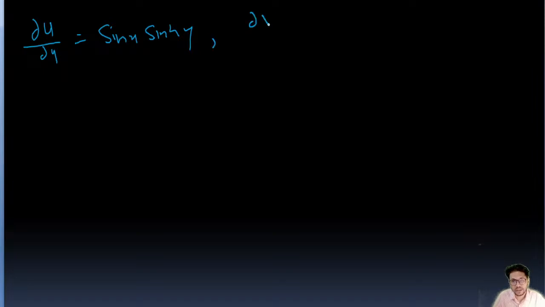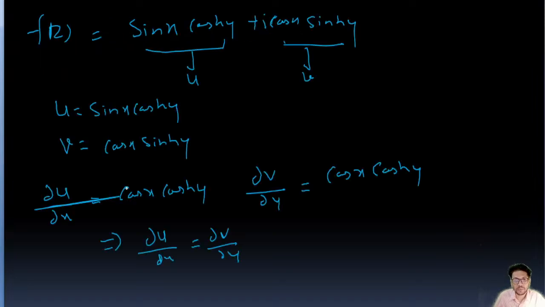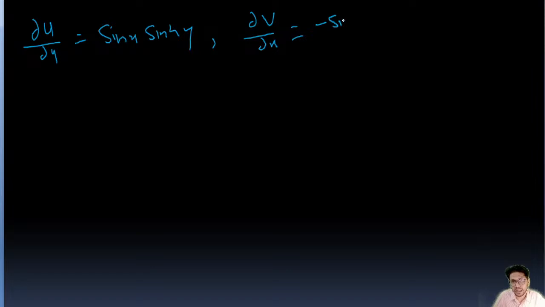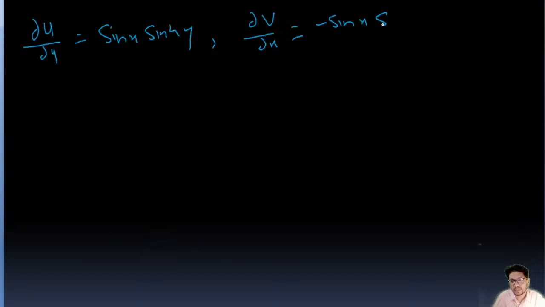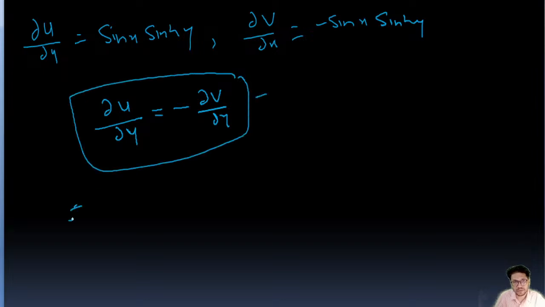Now dv upon dx. Sin x will remain, sin hyperbolic remain as it. Cos hyperbolic x is going to be minus sin hyperbolic x, minus sin x, and cos hyperbolic that is sin hyperbolic y. So from here you can see del u over del y equal to minus del v over del x. This second condition is also satisfied.